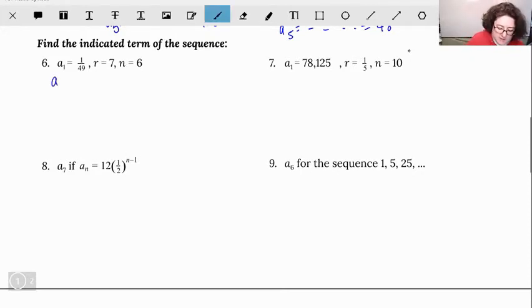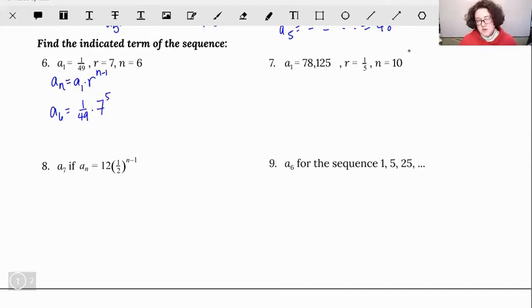So I want my formula a sub n, and I'm just going to copy my formula straight out from what I have. So a sub 1 times r raised to the n minus 1. So let's just fill it in. a sub 6 equals 1/49 times 7 raised to the n minus 1. 6 minus 1 is 5. So my suggestion would be go ahead and find the power first. Again, the 5 exponent is only getting applied to the 7, not to the 1/49.